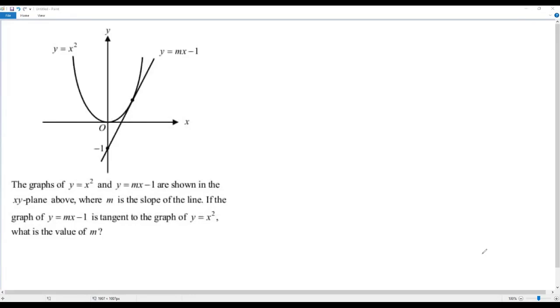Here we have a SAT math problem. Okay, let's go to the question. The graphs of y equals x squared and y equals mx minus 1 are shown in the xy plane above, where m is the slope of the line. If the graph of y equals mx minus 1 is tangent to the graph of y equals x squared, what is the value of m?